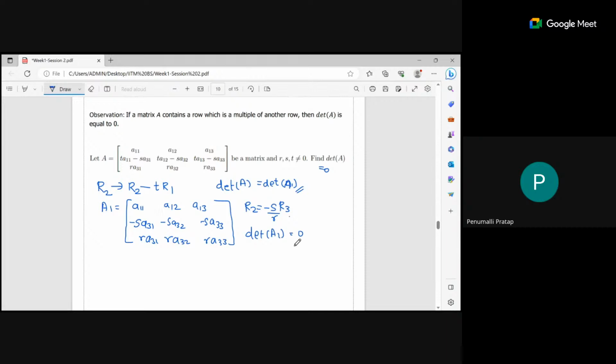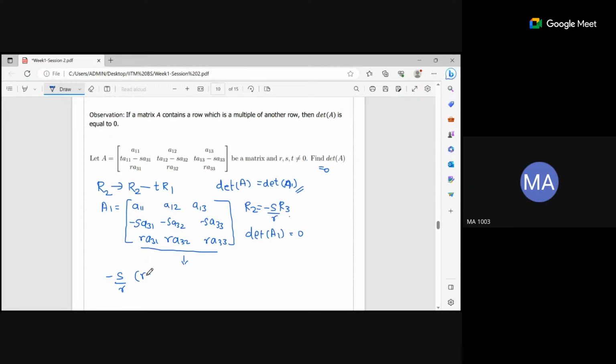After that, determinant of A is equal to determinant of A1. Up to this, if you have understood, I will tell the next part. So now your R2 is minus sA31, minus sA32, minus sA33. So this is your R3 now. Let us multiply minus s by r with this row. So that is rA31, rA32, rA33.